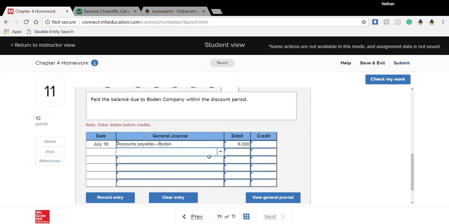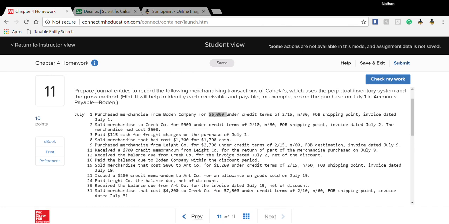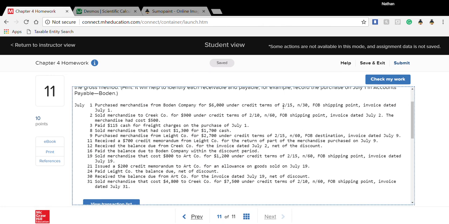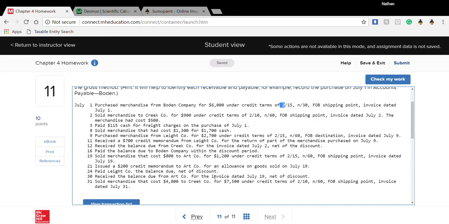Now, with this one, we definitely know we can put cash first. So let's figure out the cash. Since this was in the discount period, again, it's only 2%. So we can take the 6,000 and times it by 0.98. Equals out to cash being paid of $5,880.